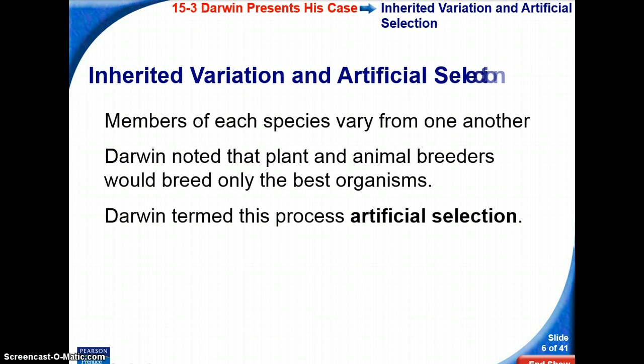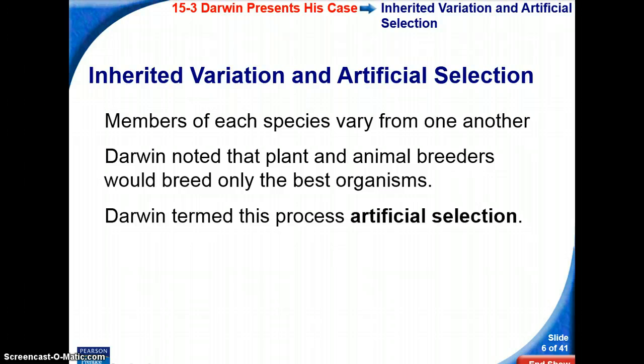Now, the first part of natural selection is called inherited variation and artificial selection. What we know just by looking out our windows and by looking at the person sitting next to us is that members of each species vary from one another. In all species, no two organisms look alike. They might look similar and have similar characteristics, but the members are going to vary a little bit from one another.